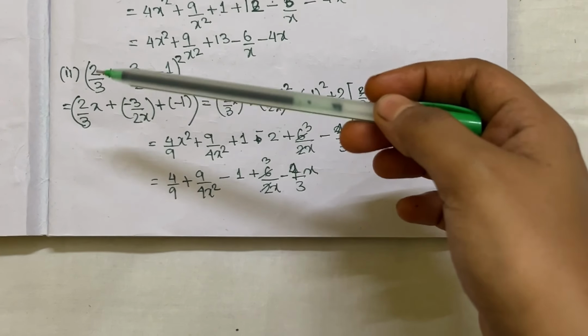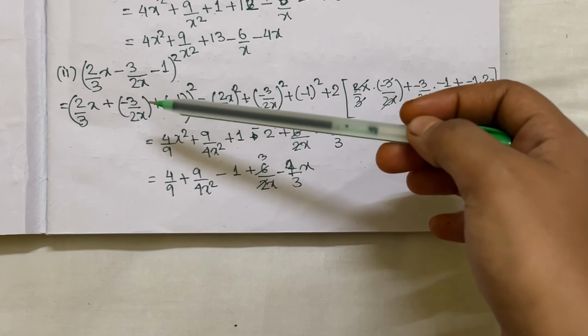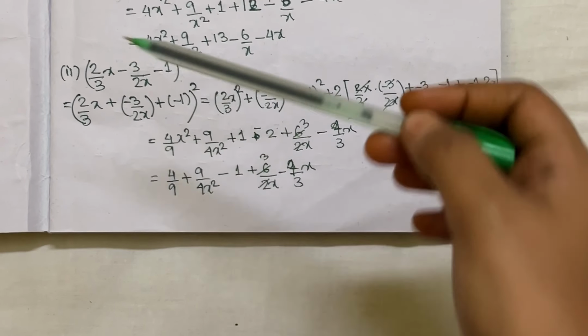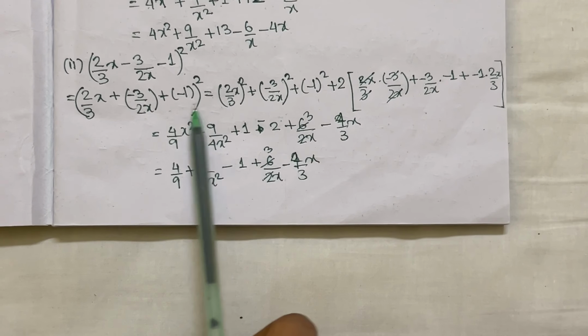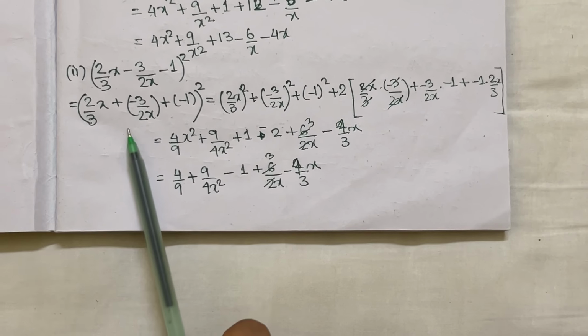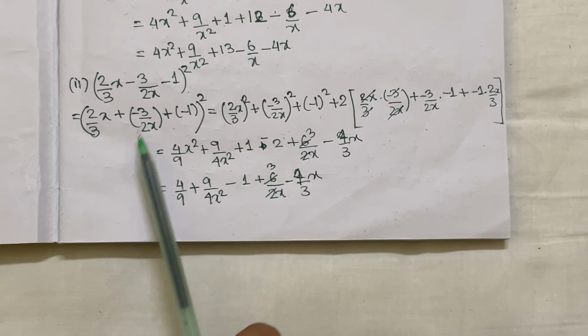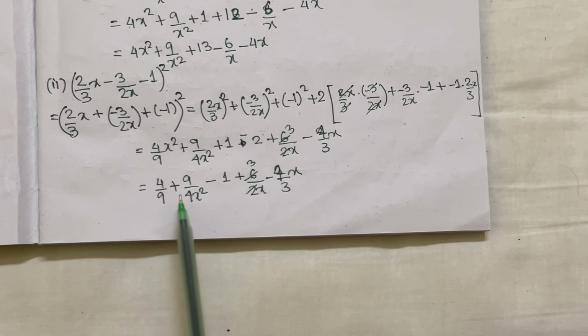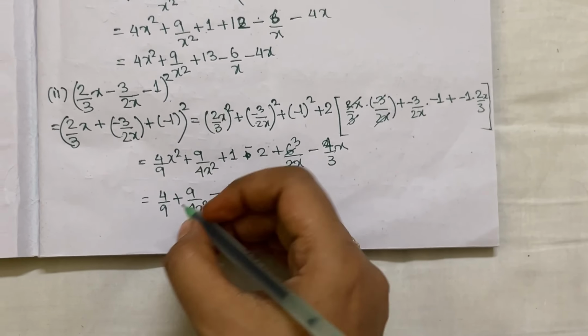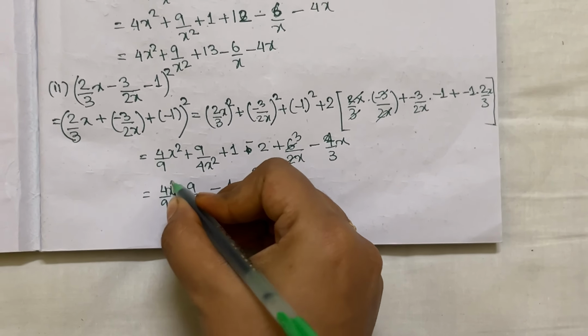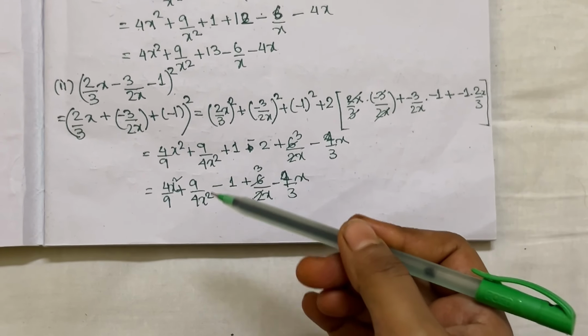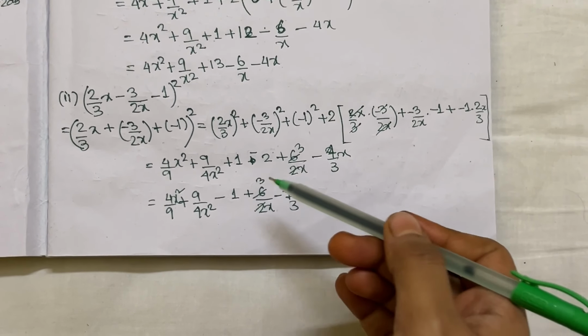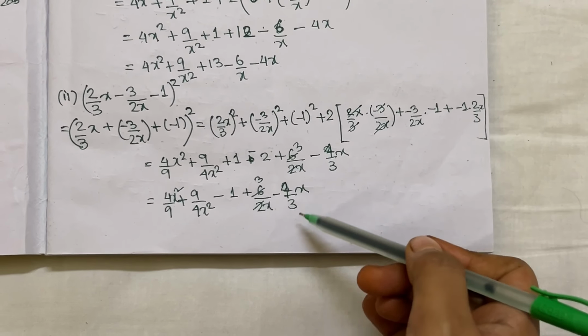Part 2, this is 2 by 3x minus 3 by 2x minus 1 whole square. So we are just putting the formula according to the formula that we have just learned, that is a plus b plus c whole square. Just simplifying it and getting 4 by 9 x square minus 9 by 4 x square minus 1, 3 by x minus 4 by 3x.